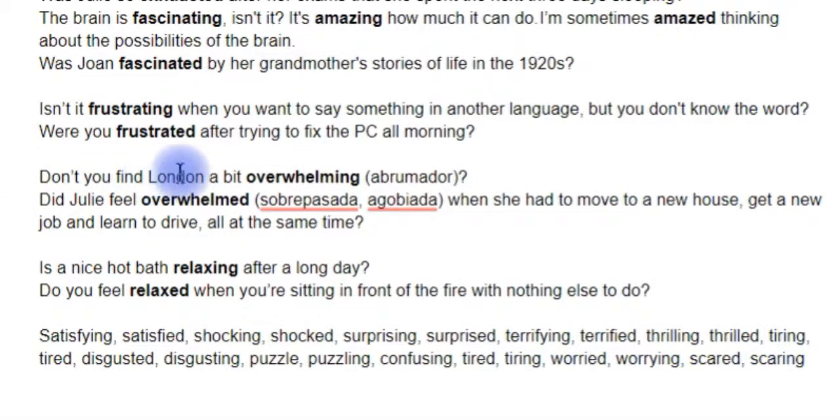Don't you find London a bit overwhelming? Is the translation overwhelming? Did Julie feel overwhelmed when she had to move to a new house to get the job and learn to drive and all at the same time? That's overwhelmed. And for this you need to know how to do the regular past, obviously, of the regular verbs. This is very important.